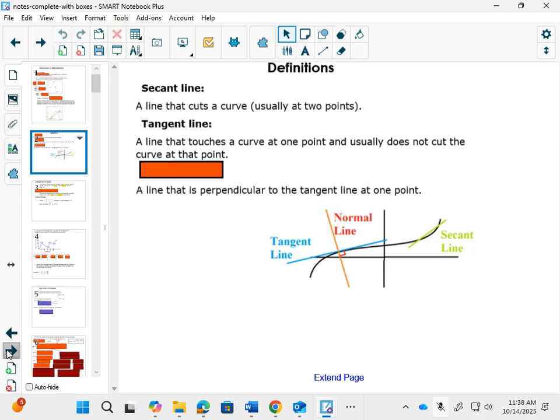Usually a tangent line doesn't cut through the curve. We'll look at some special ones that do. And then there's a normal line. For those of you taking physics, you've done this a little bit. You've got a tangent line, and then the normal line is perpendicular to the tangent line.